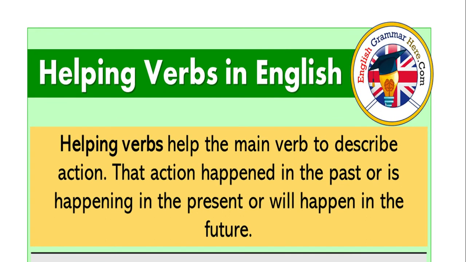So what about helping verbs? Yes, in English we have helping verbs. They help the main verb to describe the action and to show what tense is happening, or when the action is happening. Did it happen in the past, is it happening in the present, or what will happen in the future. The helping verbs are not essential in our sentence. They just describe when the action happened: past, future, or present.